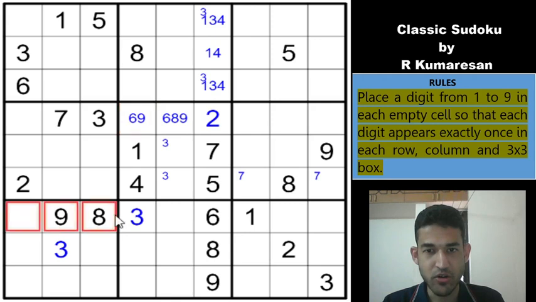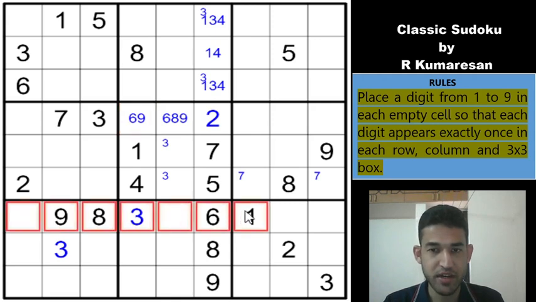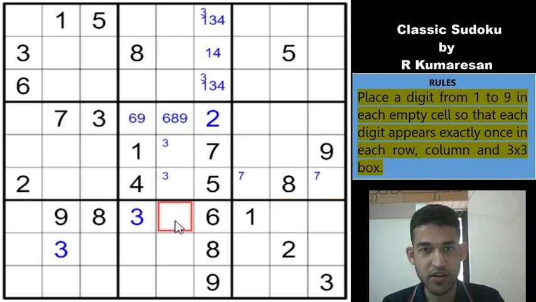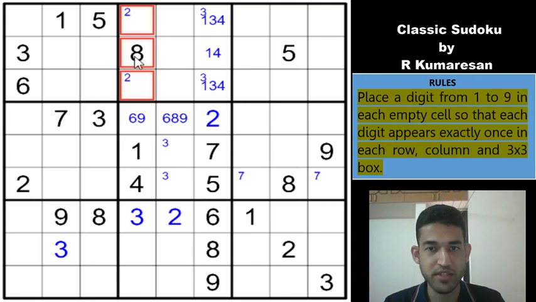So let us look at row 7. We have 5 digits, 1, 3, 6, 8, 9. So remaining must be 2, 4, 5, 7. So I can't have a 2 here. I can have a 2 here, but in box 9 and row 7 I can't have 2. So which means that in row 7 my 2 must go here. So this is a 2, and that gives a 2 in one of these cells.